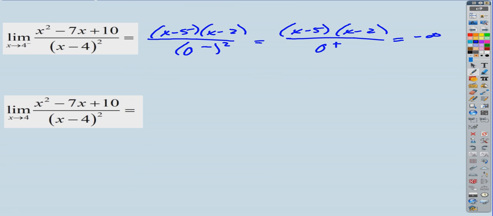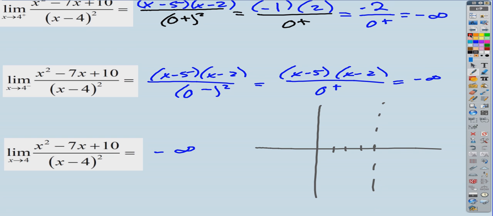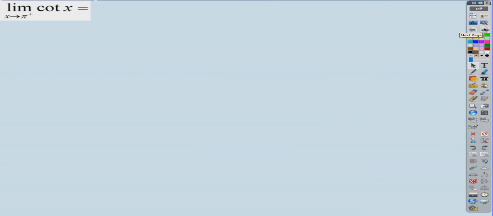So this time, what is the answer to our two-sided limit? Negative infinity, because I got the same behavior from both sides of the function, both sides of 4. And so we know this one, if I were to graph it, sketch it, the function's doing this. It's going down on both sides. Okay? All right. How about that?